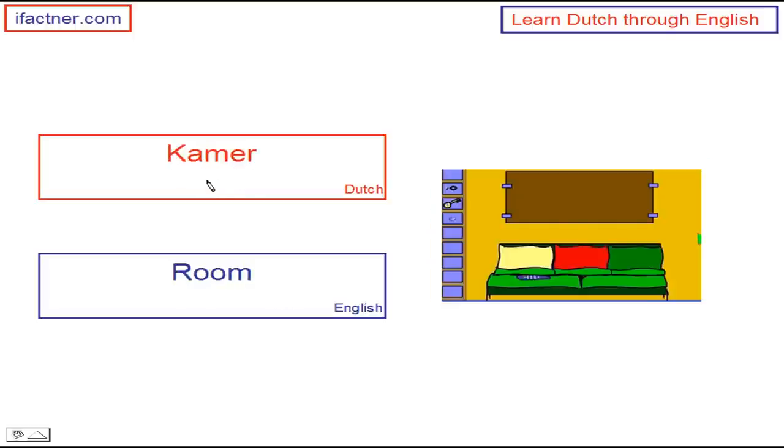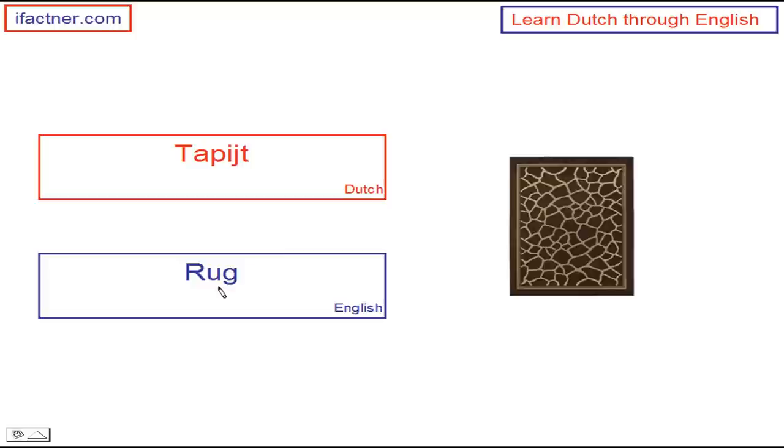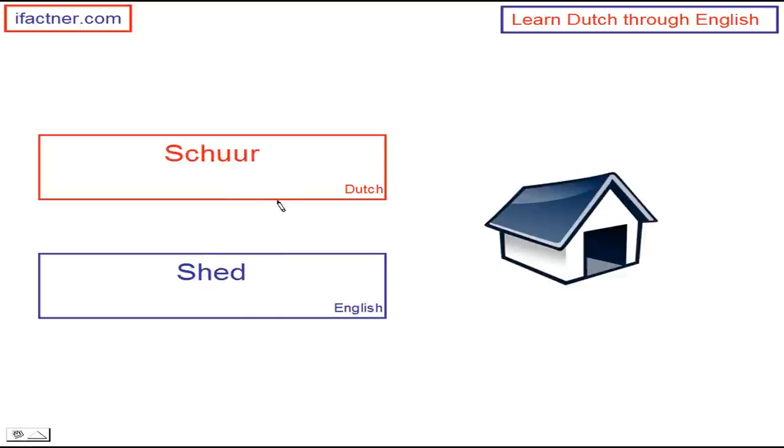K-A-M-A-R, kamar. Rug is tapijt, T-A-P-E-A-T, tapijt. Shed is schuur, S-C-H-U-U-R, schuur.